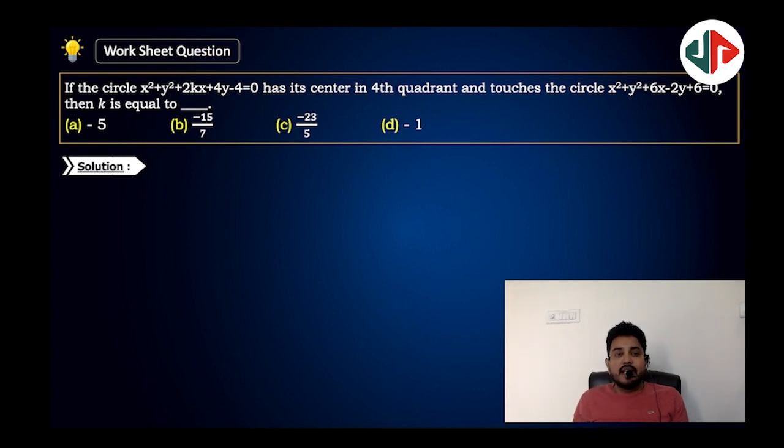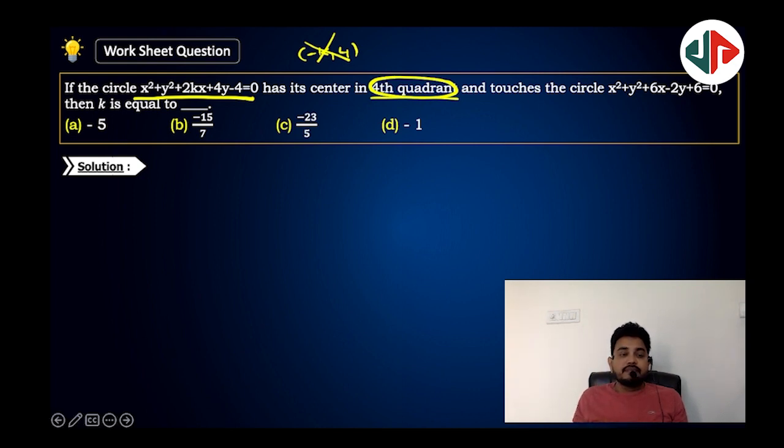Read the question quickly. If the circle has its center in the fourth quadrant, so the center is minus k comma 4. No, this is not possible at all. Let us leave this part and we'll continue. Why? Because the y value is, oh, right. I'm redoing this question.